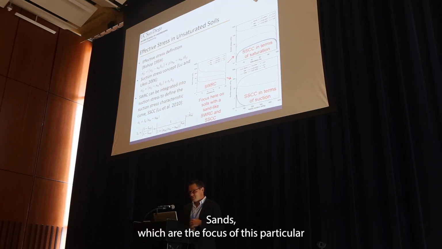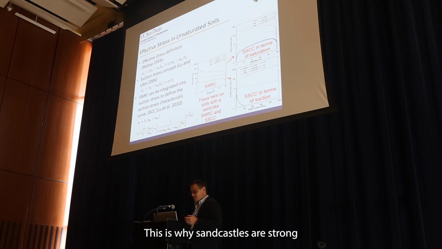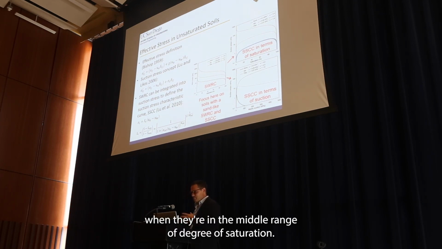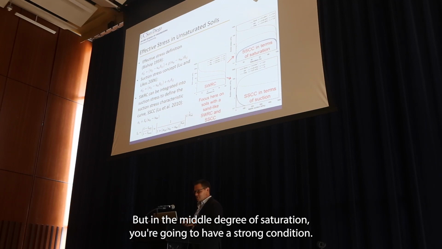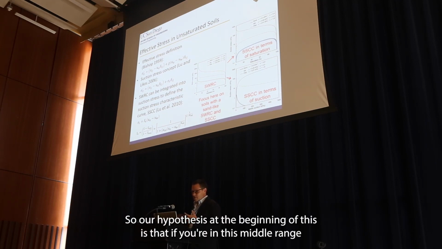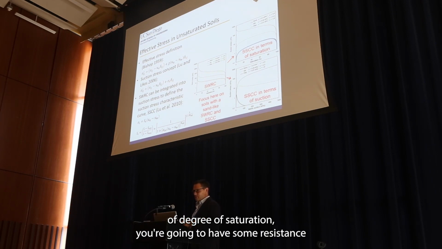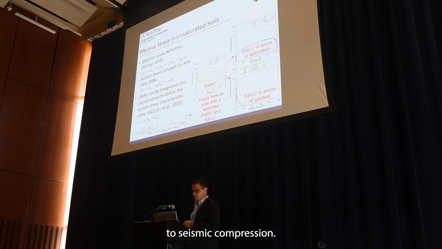Sands, which are the focus of this particular study, have a suction stress curve that looks kind of like a U shape. This is why sandcastles are strong when they're in the middle range of degree of saturation. When you're completely dry, it's like a powder. When you're completely wet, it's like a mud. But in the middle degree of saturation, you're going to have a strong condition. So our hypothesis at the beginning of this is that if you're in this middle range of degree of saturation, you're going to have some resistance to seismic compression.